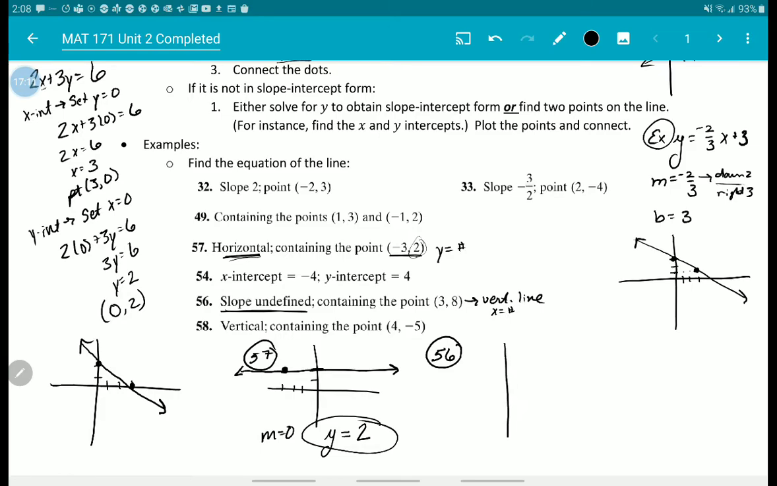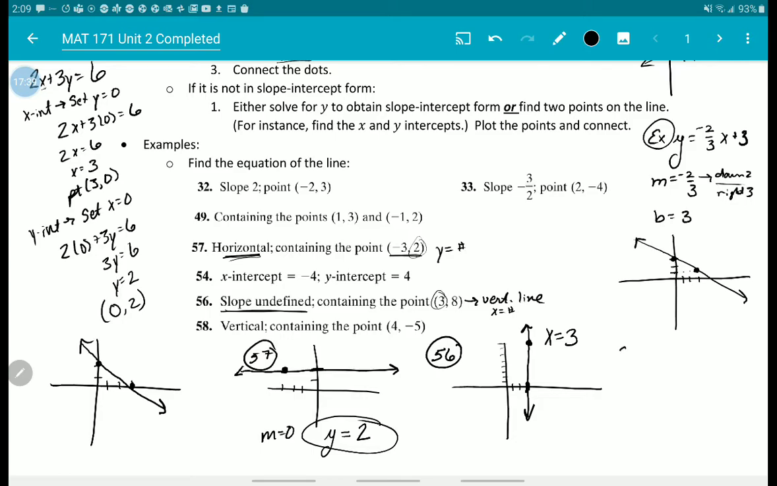Let's draw a picture just so you can see what's going on. We're going through the point 3, 8. If we're going to be vertical, it's going to have to look like this. It's got to be x equals something. Well, our x value is going to have to be equal to 3. Okay, that's the only x value we have.